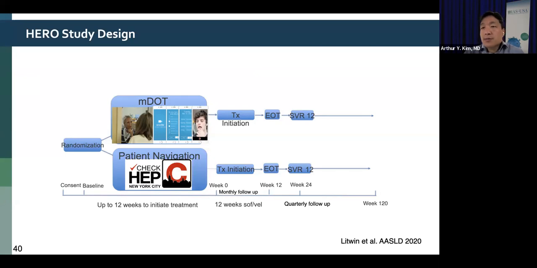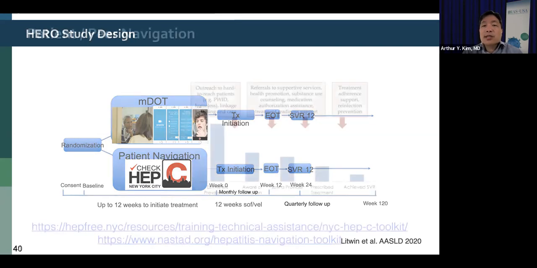But these are two models that are expected to enhance adherence during hepatitis C therapy, in a comparative effectiveness study that would then look at SVR. There's a longer term study looking at reinfection rates in this population.